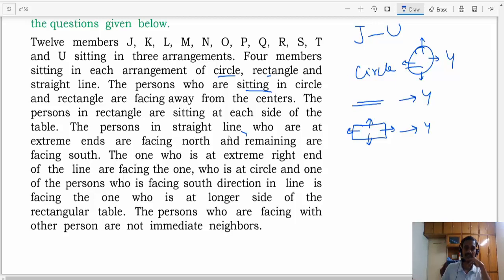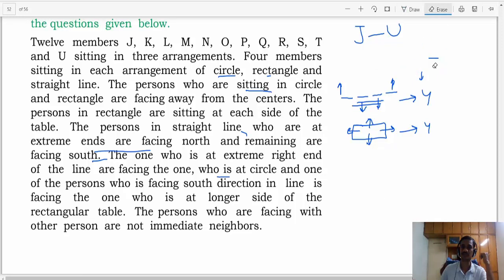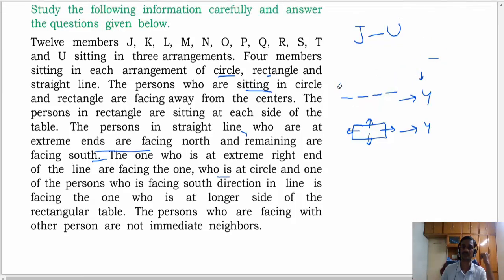And the persons in straight line who are at the extreme ends are facing north. 4 members ఉన్నారు కదండి, extreme ends అంటే వీళ్ళిద్దరూ నార్త్ ఉన్నారు, వీళ్ళిద్దరూ సౌత్ ఉన్నారు. And the remaining are facing south. The one who is at the extreme right end of the line are facing the one who is facing the circle. Okay, మనకి లైన్లో ఎక్స్ట్రీమ్ ఎండ్ ఎవరైతే ఉన్నారో వాడు దేన్ని ఫేస్ చేస్తున్నారో చెప్పండి, సర్కిల్ని ఫేస్ చేస్తున్నాడు అన్నారు. ఓకే, సర్కిల్ని ఫేస్ చేస్తున్నాడు. Now shall we start with this one?